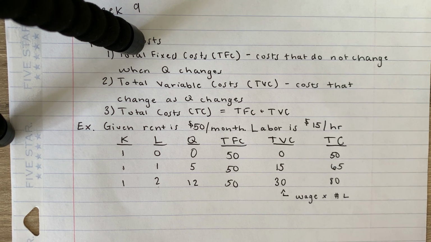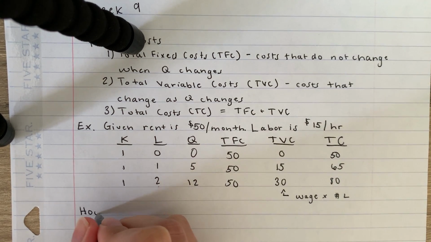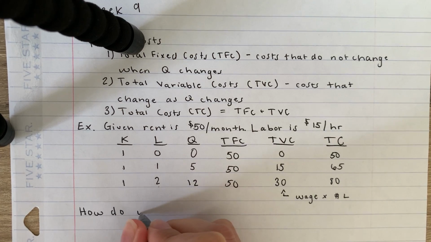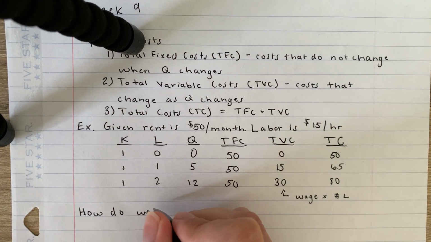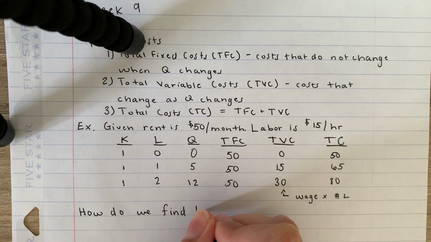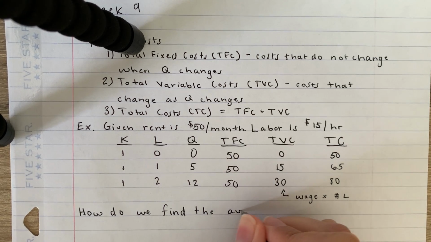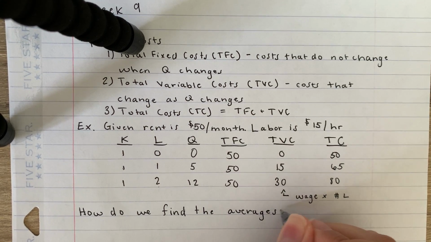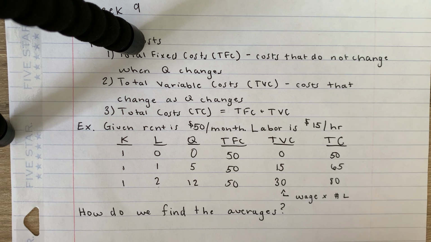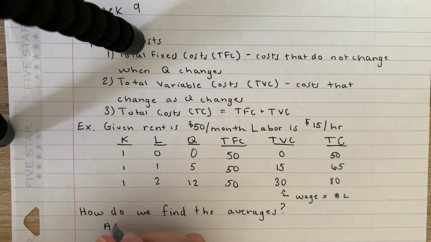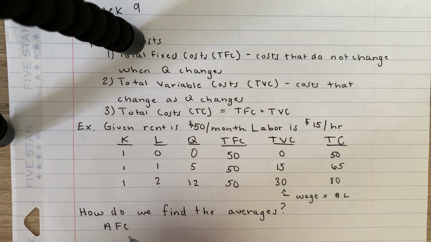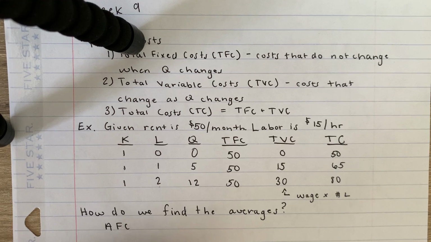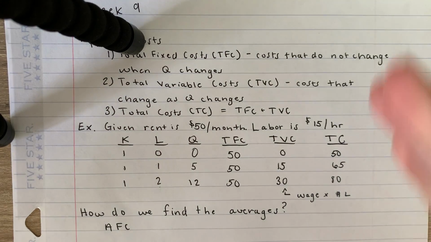From there we're going to introduce averages. So how do we find the averages? We have 3 types of averages: the average fixed cost, the average variable cost, and the average total cost.